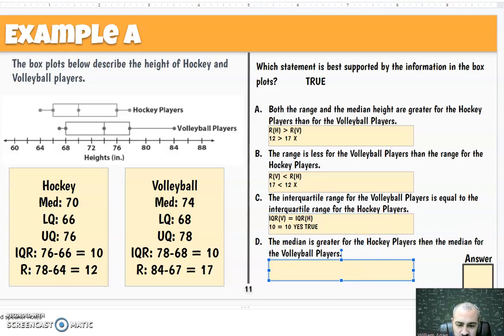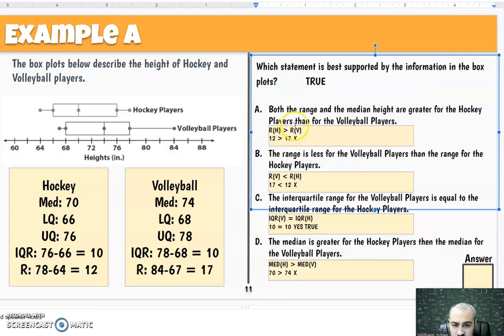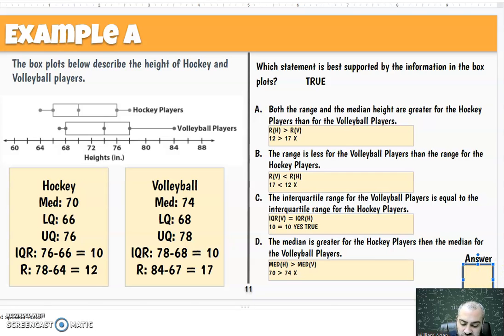Okay, just in case though, let's look at D. The median is greater for hockey players than the median for volleyball. Okay, so the median for hockey is supposed to be greater than the median for volleyball. Median for hockey is 70. They're saying that that is greater than the median for volleyball, which is 74. Okay, is 70 greater than 74? No, that one is false. So we're looking for the true statement. We have a false, false, true, and false. There's only one true. That is our answer, C. Okay.